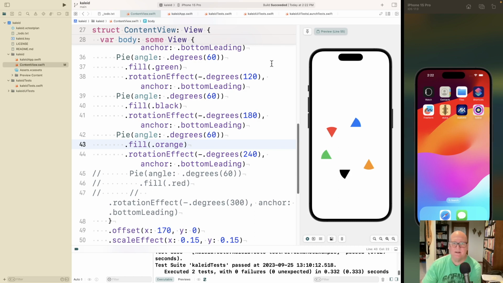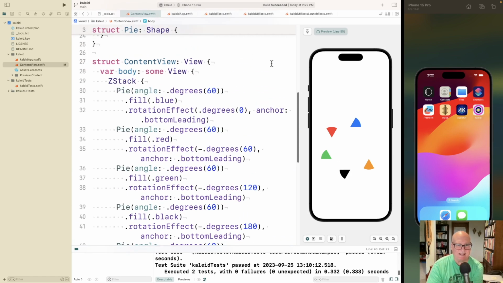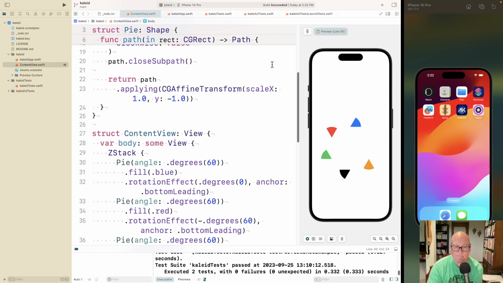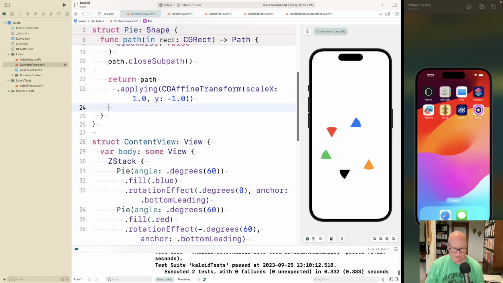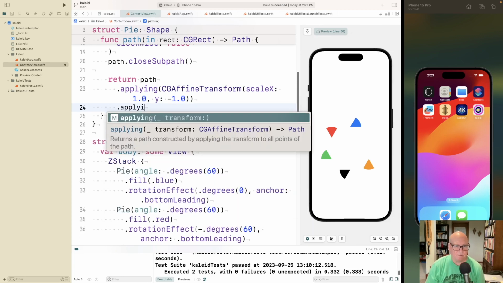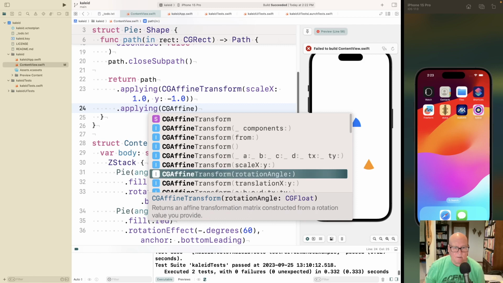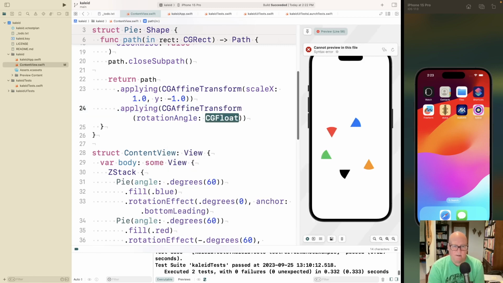It's not bothering you. Well, that's the question. Something's... I want to get this rotation effect on the thing. Okay, let's try that. Okay, so if I do applying affine transform rotation angle. Okay.